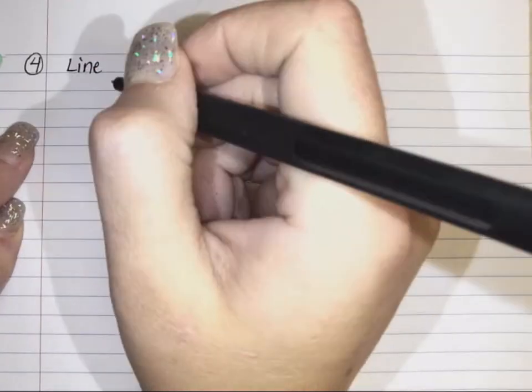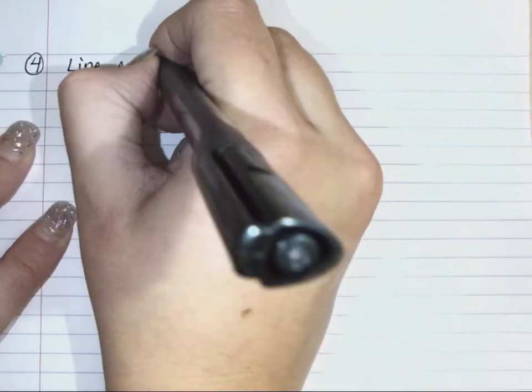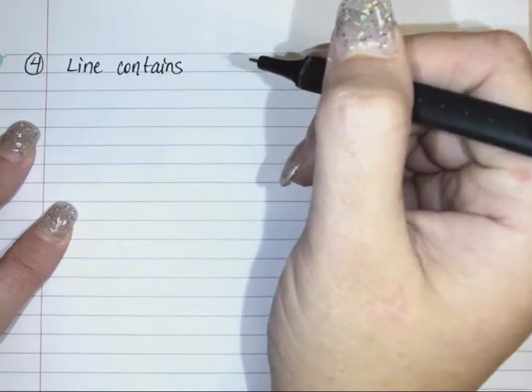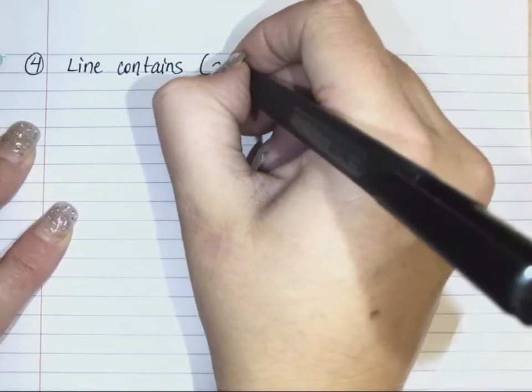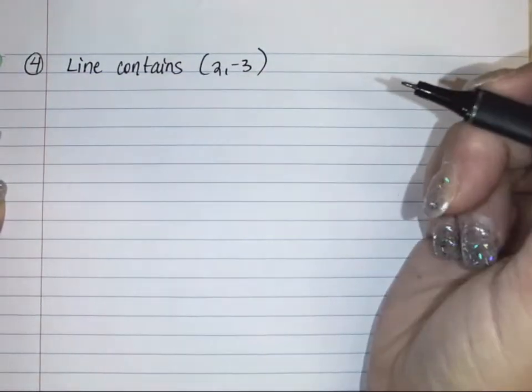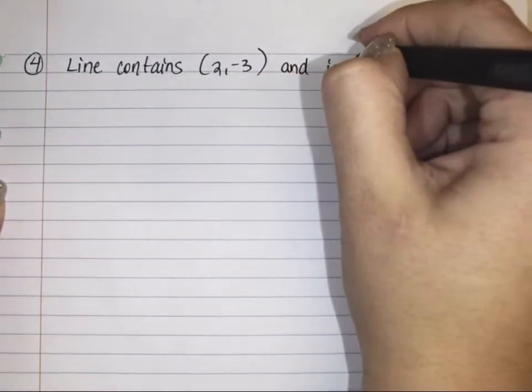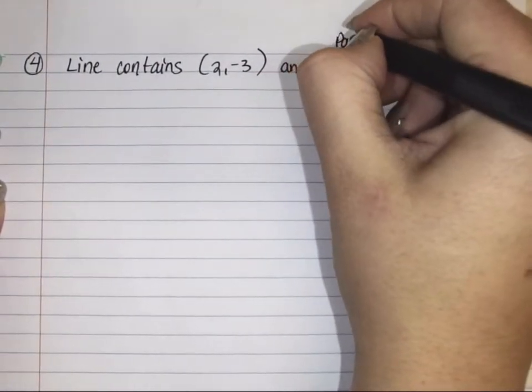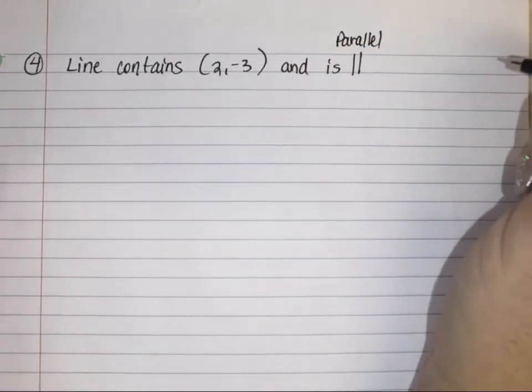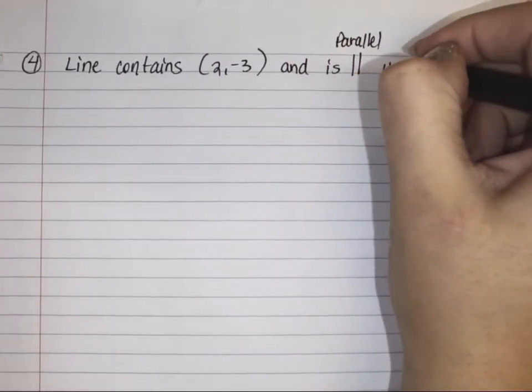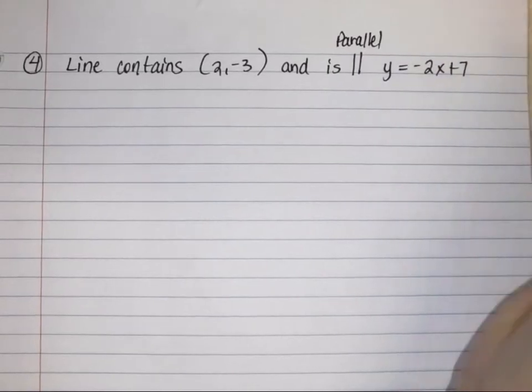All right, this is number 4. Write an equation of the line given certain conditions. This line contains point 2, -3, and is parallel. That's the symbol for parallel. Hopefully you remember that from geometry. It's parallel to y equals -2x plus 7.